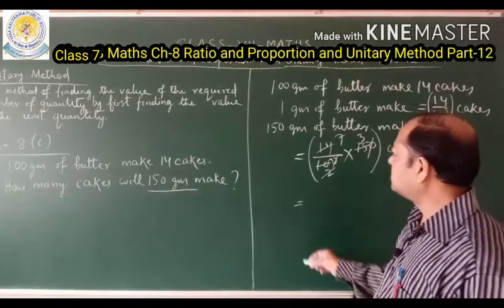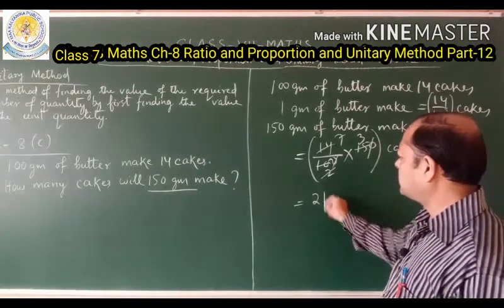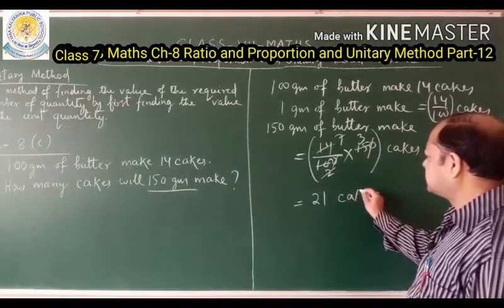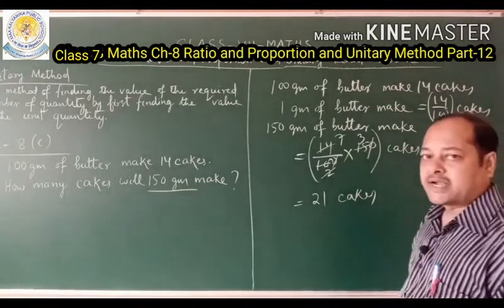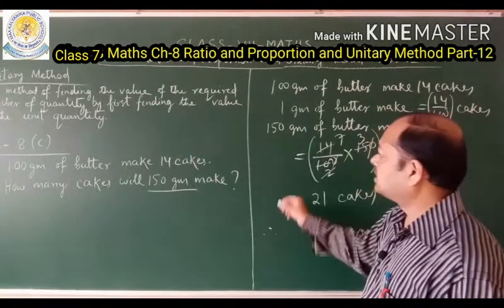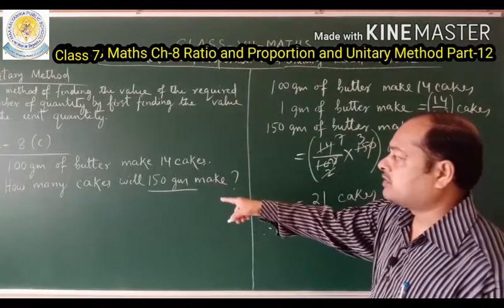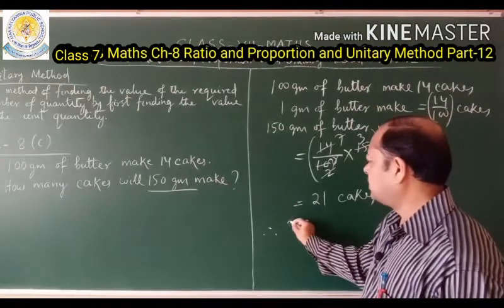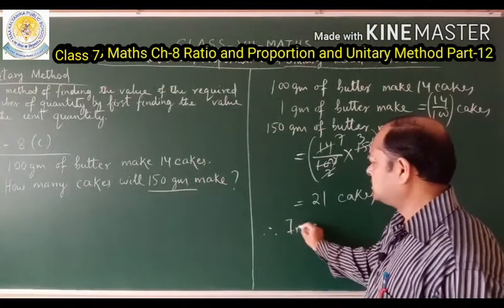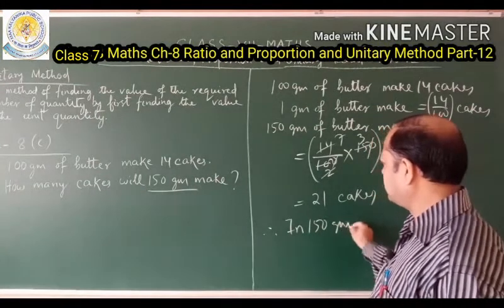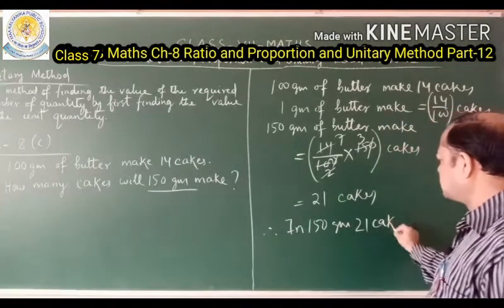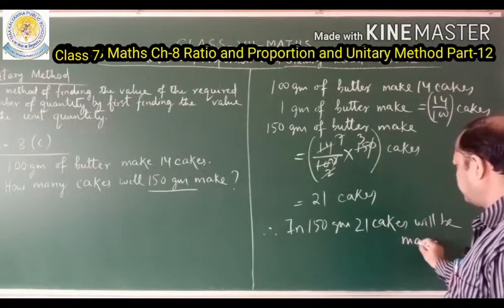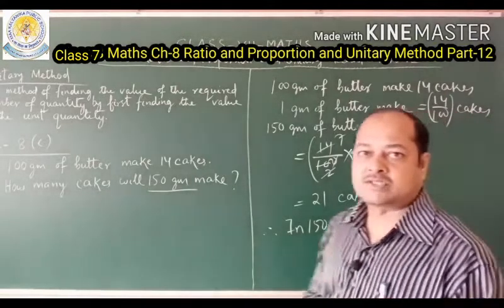So how much did you get? 7 threes are 21, and that is the required number of cakes. So 21 cakes is the answer. What do you write in the answer? Therefore, the question is asking how many cakes will 150 gram of butter make. In 150 gram, 21 cakes will be made. Okay, this is the solution of this question.